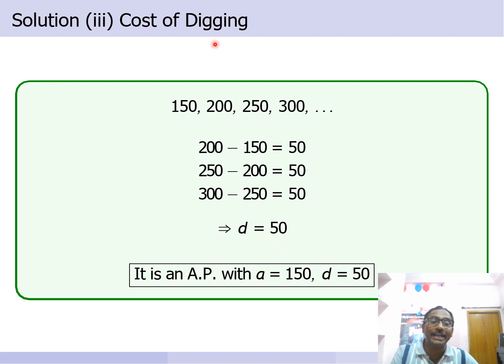Next, cost of digging. 150 rupees, 200 rupees, 250 rupees, 300 rupees, like that they gave. So 200 minus 150 you are getting 50, 250 minus 200 you are getting 50, 300 minus 250 you are getting 50. Therefore common difference is 50. So it is an arithmetic progression with A equal to 150, D equal to 50. This is the arithmetic progression that is given in the question. Read the question and understand.